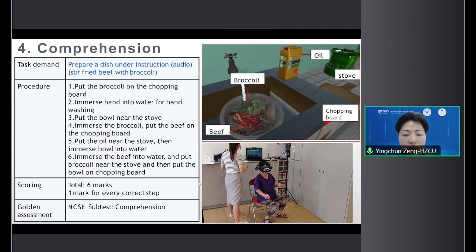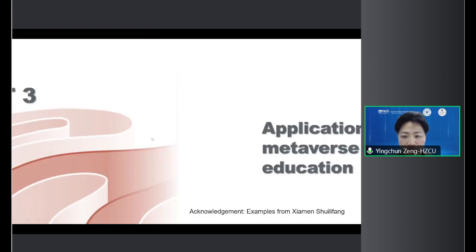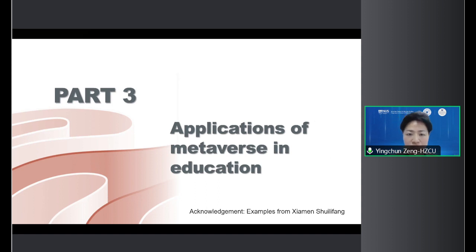So the final key domain is to assess comprehension. Because many elderly Chinese like cooking, we ask the user to prepare a dish like stir-fried beef with broccoli under the instruction of audio. So this assesses the patient's comprehension. So this is another project, and we also have several publications. You can search my name and read the details from my publications.